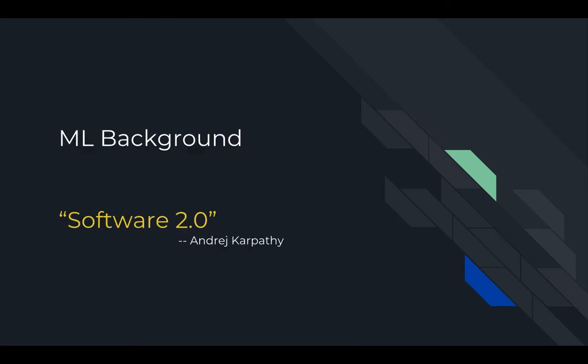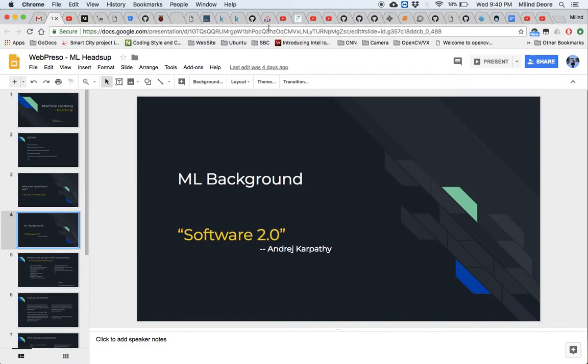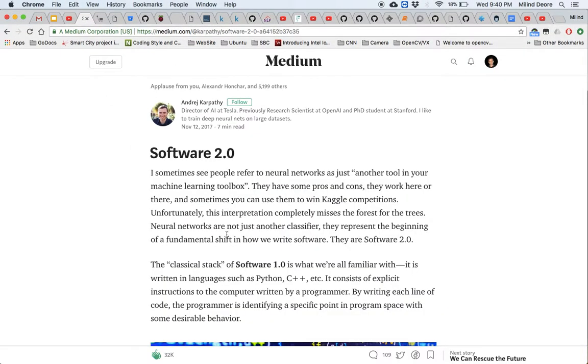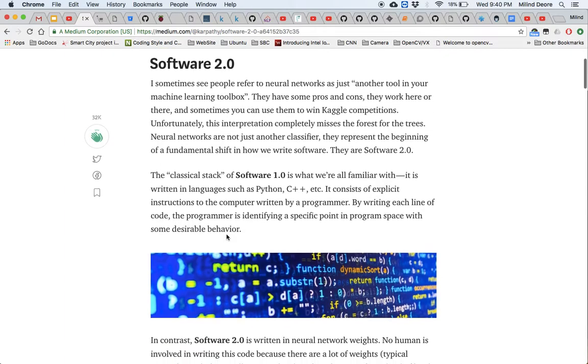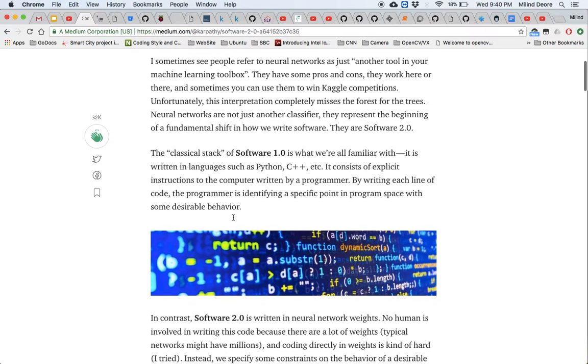Those who do not know about machine learning, deep learning, I think the best place is to read this article, Software 2.0 by Andrei Karpathy. He's a deep learning hero. I would say the most leading person as of today, including a lot of other folks as well. So if you go through his blog, Software 2.0, you'll get a decent idea what he means by saying software 2.0, why he says so.